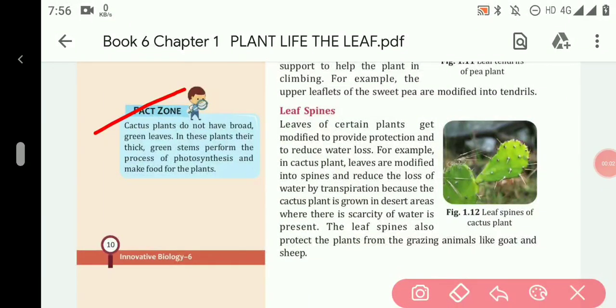Cactus plants do not have broad green leaves. In these plants, their thick green stems perform the process of photosynthesis and make food for the plants. Because cactus plants do not have broad leaves, the photosynthesis process is done by the stem.